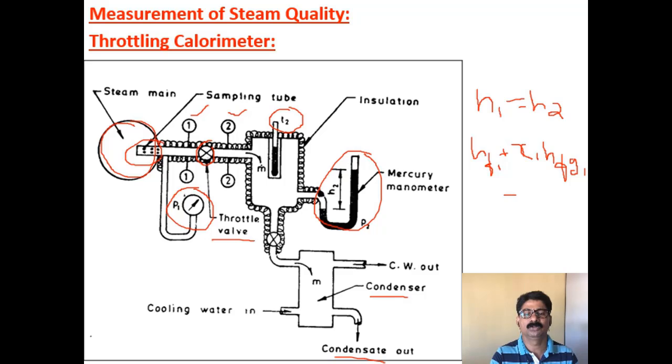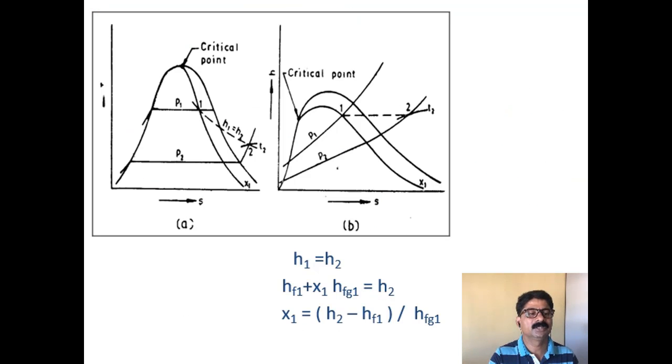H2 you can get from the superheated steam table if it is superheated steam, or from the dry steam tables if it is dry steam. For dry steam, H2 is equal to Hg; for superheated steam, H2 is H super, from the superheated steam table. I will explain more about this while solving the problem, how to get the value of H2 if it is dry and if it is superheated. Now this is how the process is represented on the TS diagram.